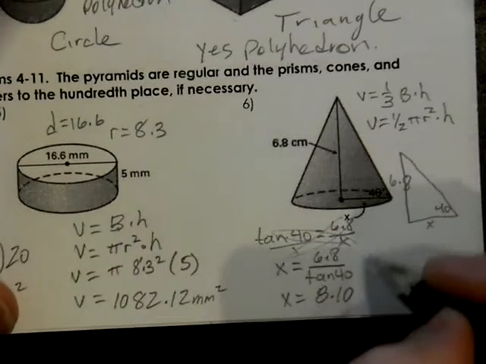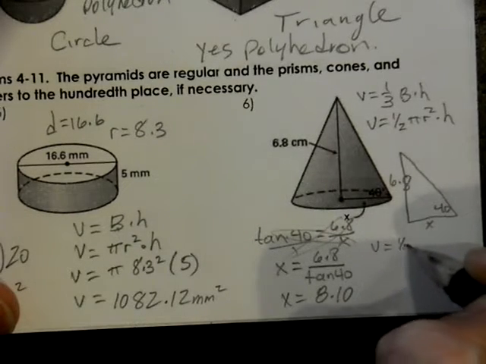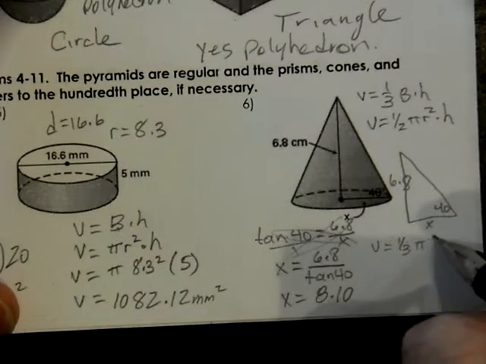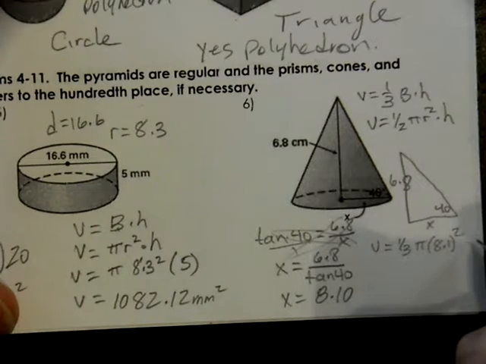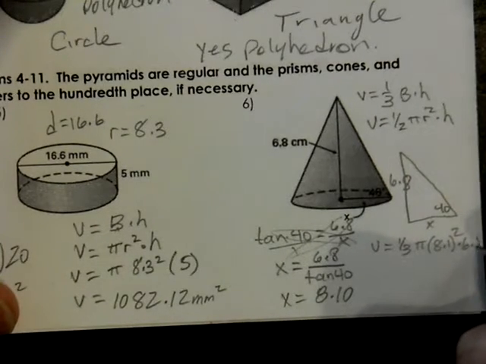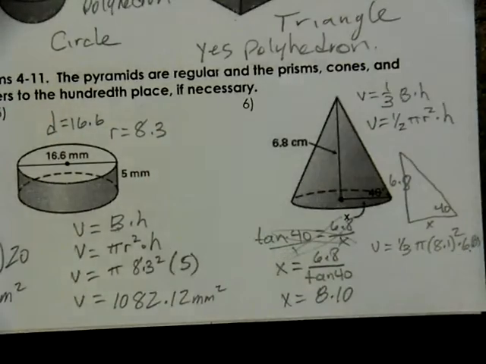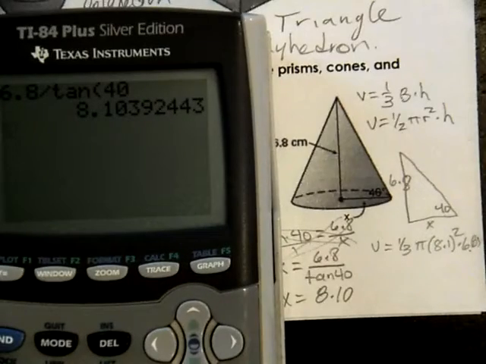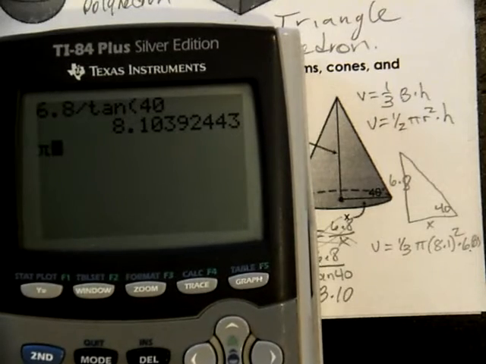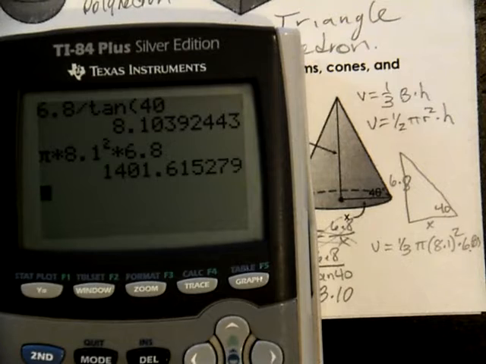So now we can find the volume, which is 1/3 pi r squared times the height, 6.8. So we're going to have to do pi times 1.8 squared times 6.8, and then we divide that by 3.